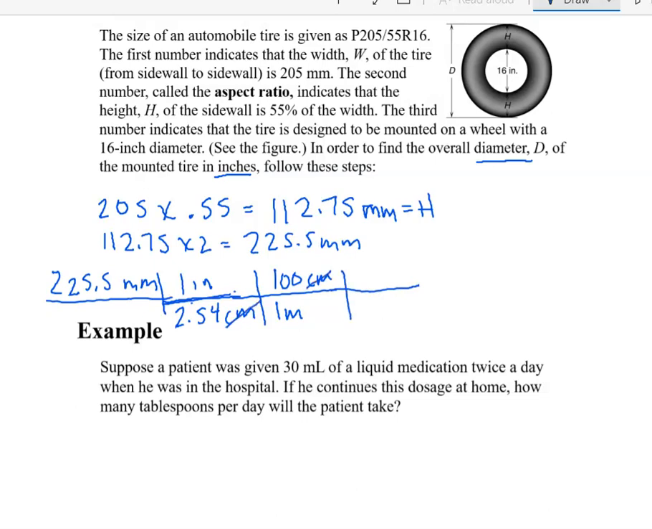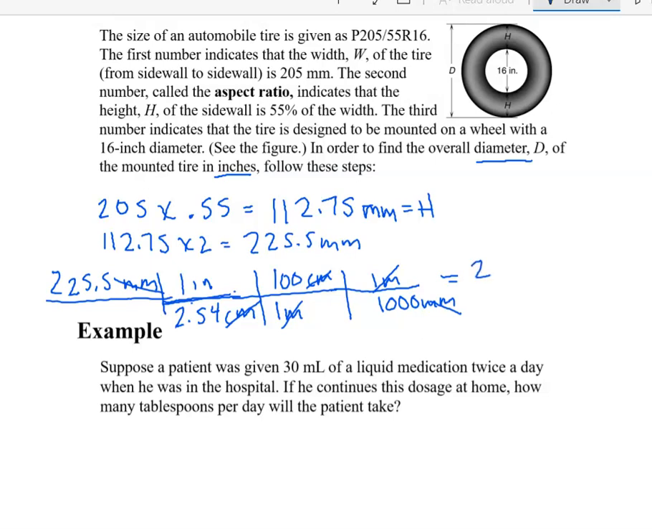There are 1,000 millimeters in 1 meter, so I need that reversed so I can get my millimeters to cancel out. So I want to put the 1,000 millimeters here on the bottom in 1 meter. Now I can get my millimeters to cancel out, I can get my meters to cancel out, and I'm left with this 1 inch. So I want to do 225.5 times 100 on the top.